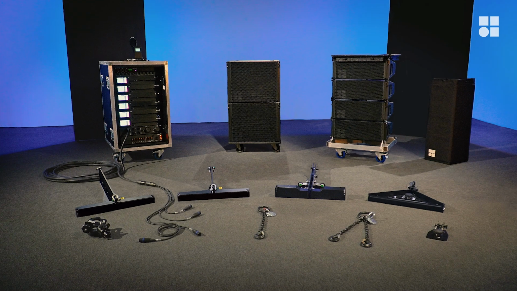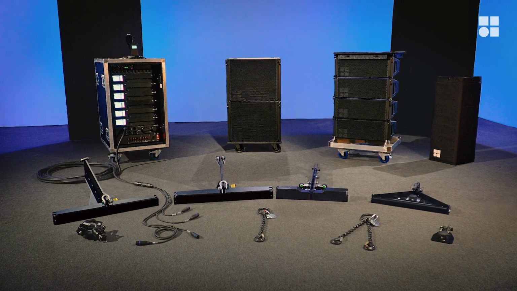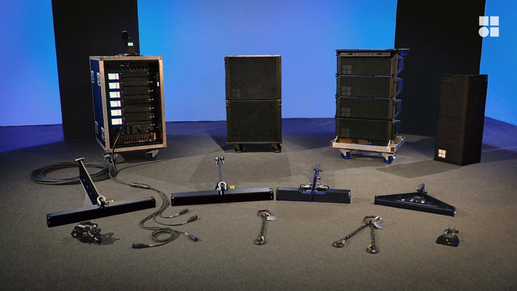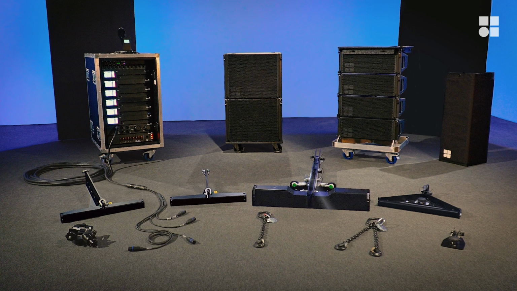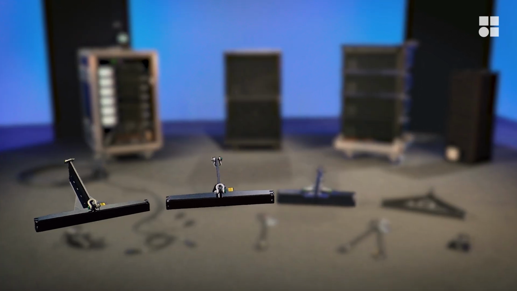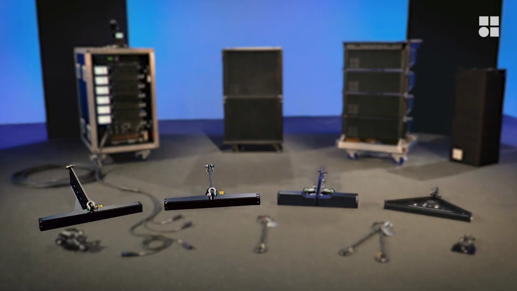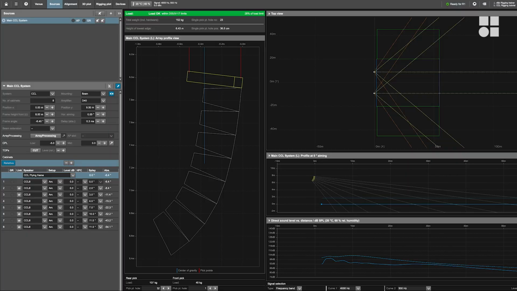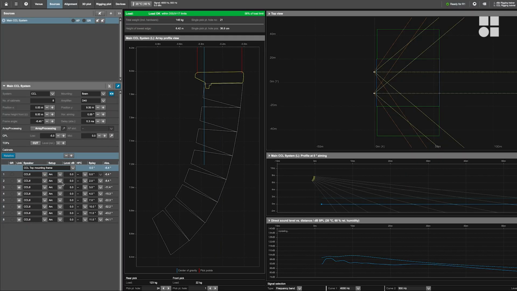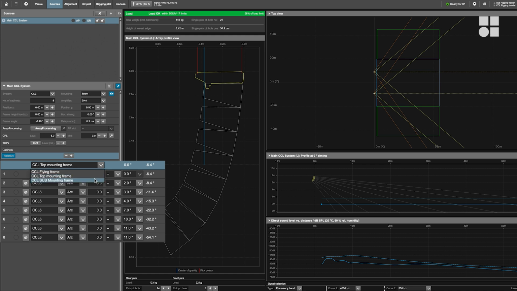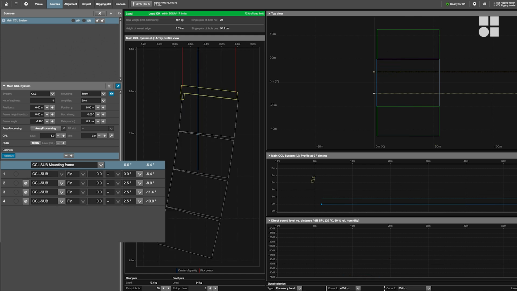The CCL top and sub mounting frames are a more economic and compact alternative to the flying frame. They have a reduced load capacity. You can change the mounting accessory in Array Calc as shown here. All load limit and pick point calculations will adjust accordingly.